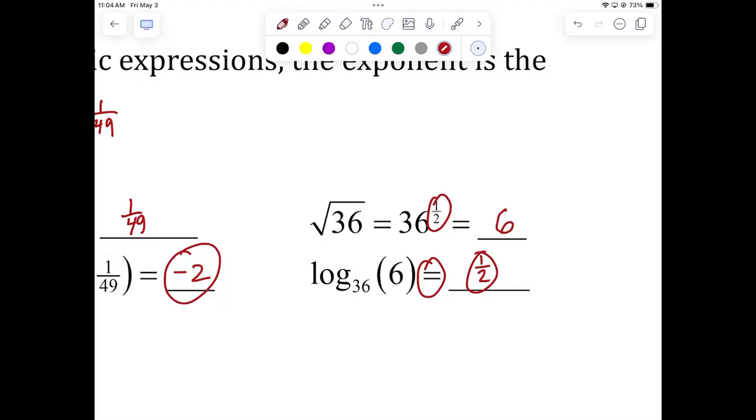Okay. So the log is the exponent. The log is the exponent. Are you multitasking? Okay. The log is the exponent.